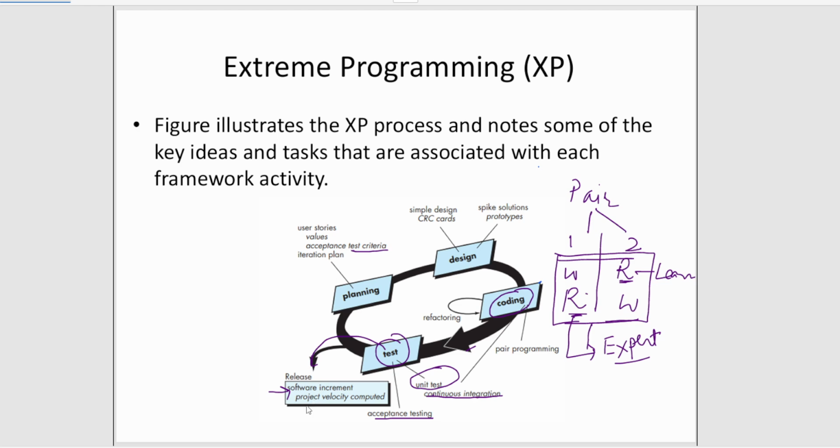and the next product velocity is now computed. Based on this, in extreme programming you are going to assess what velocity, what speed, you require to do the next increment or the upcoming increments. This is what is meant by extreme programming.